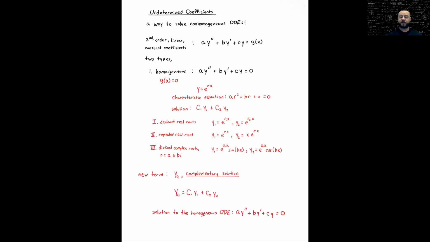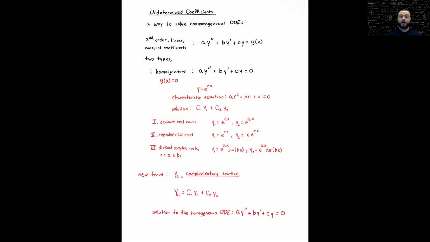All right, and what the complementary solution is, it is the general solution from before. Since the right-hand side of our differential equation was zero, we look for the solutions Y1 and Y2 that solve that. Those were linearly independent solutions. And now we put them together and give them a different name. We're not calling it the general solution now, but the complementary solution. That term will make sense in a few minutes.